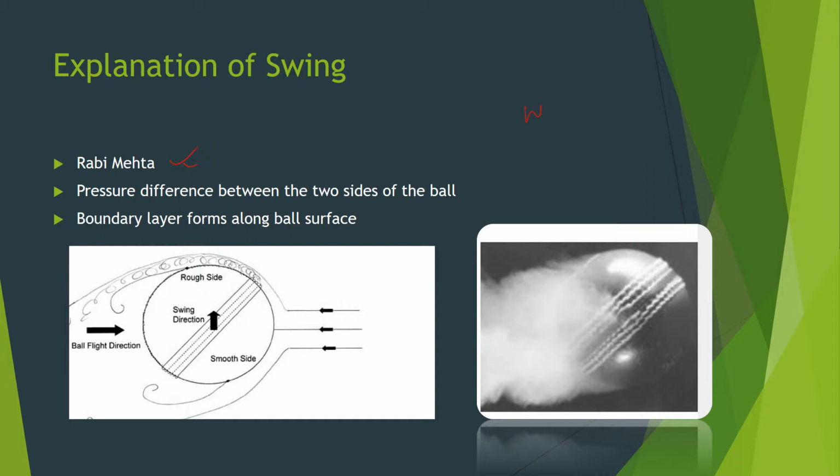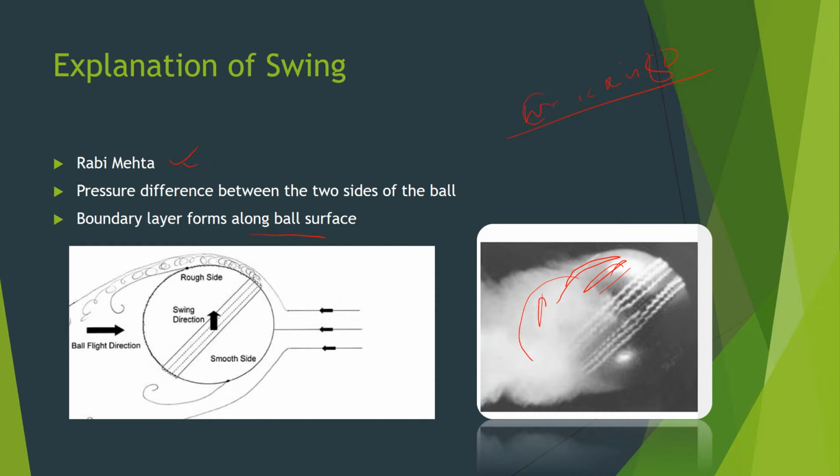If you visit the Cricinfo site of ESPN, there is a famous interview with Mehta, and he explained the scientific way of the swing, how the outswing happens and how the inswing happens. I'm just going to discuss a little bit about how outswing and inswing happen. The main thing is the pressure difference between the two sides of the ball, and the boundary layer that forms along the surface. There is a boundary layer of air. That is your ball surface, and a smooth layer of air is attached to the ball as it travels from the hand of the bowler up to the batsman.